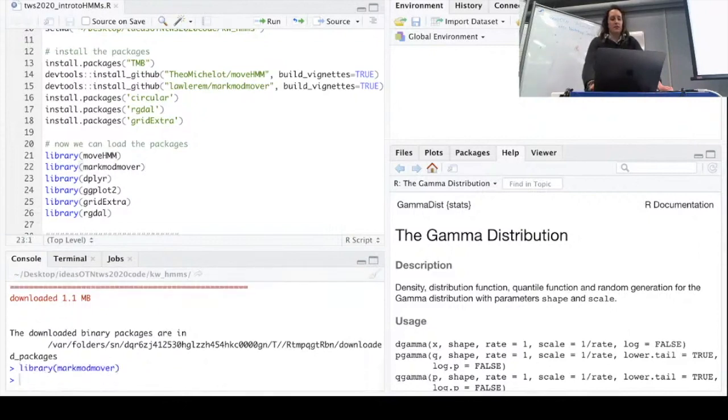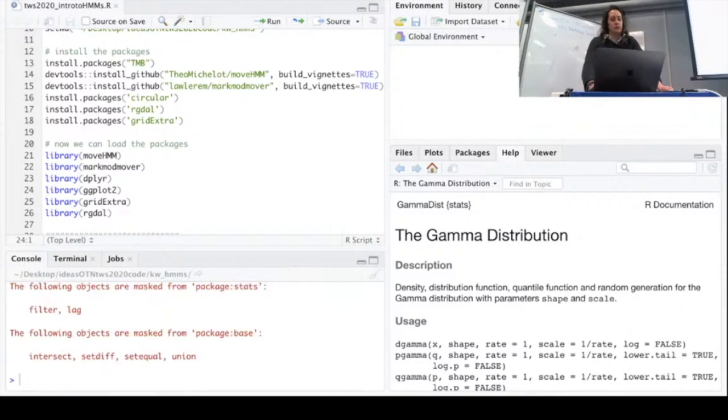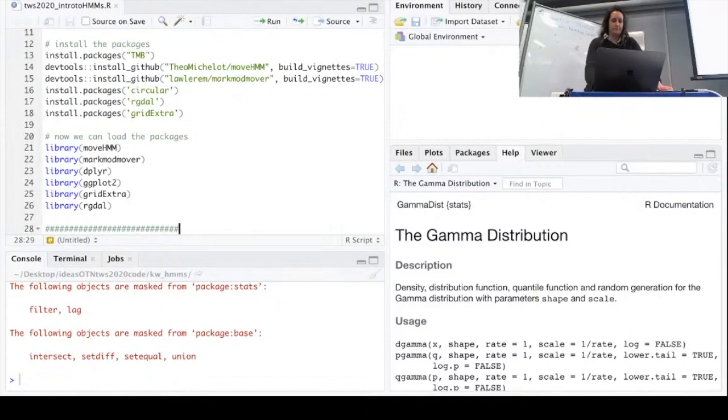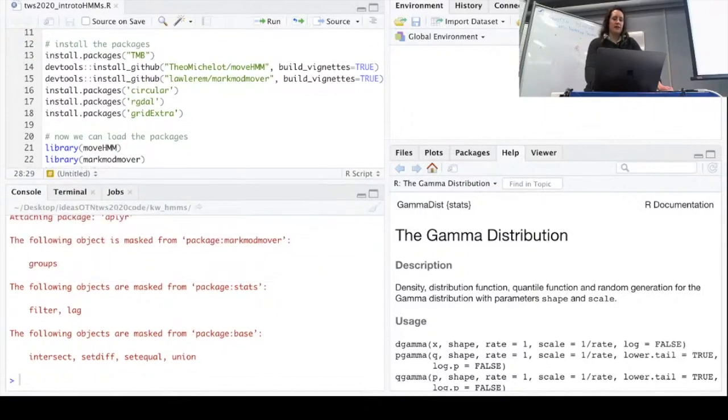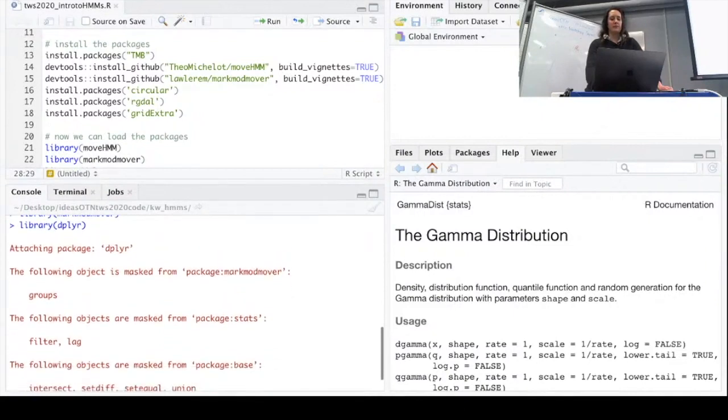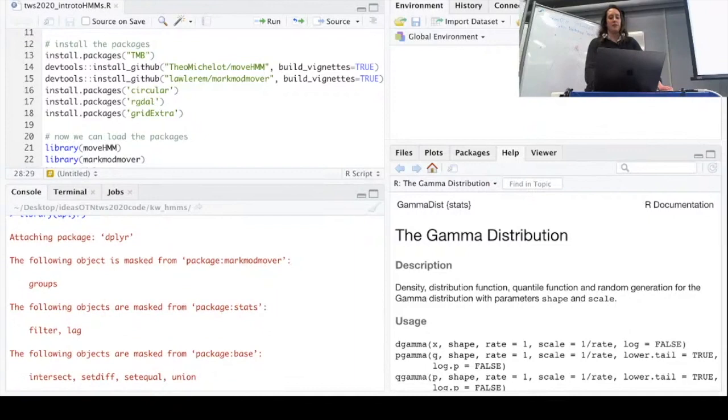So let's go ahead and load all of these packages. It's always good to note the kinds of warnings you get when loading packages. Whenever we have something like this, it suggests that different objects are masked. If you want to use dplyr groups, for example, you're going to have to write dplyr::groups, because what this is saying is that moveHMM actually has something called groups that is overwriting whatever is in dplyr.